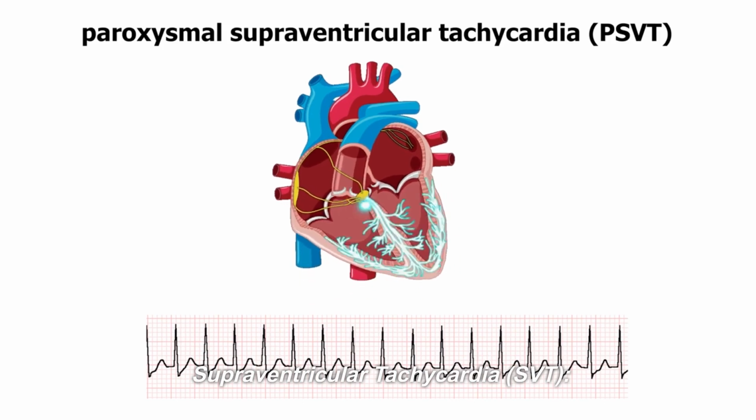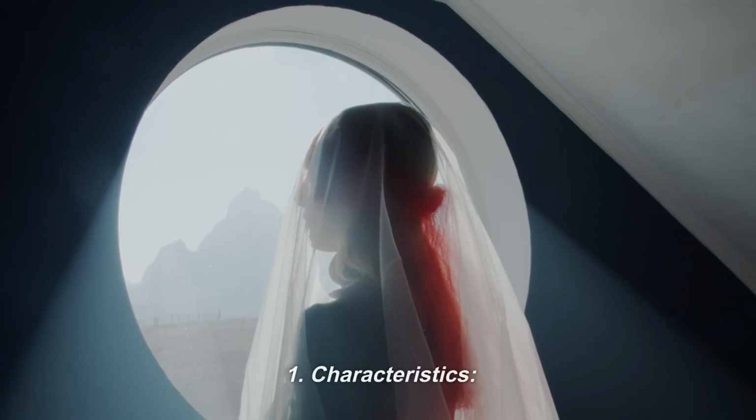Supraventricular tachycardia, SVT. 1. Characteristics. Narrow QRS complexes. Regular, rapid rhythm. Absence of visible P waves.